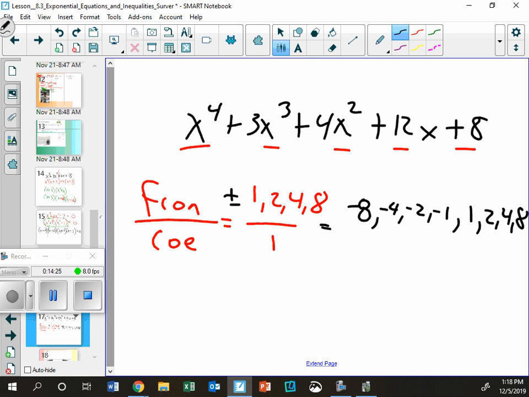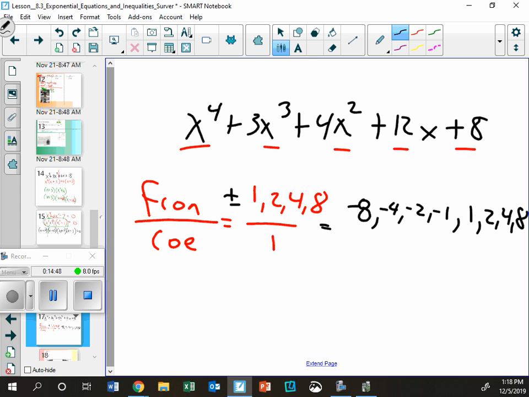But we have technology. And so I try to be a balance of some things you need to know without technology and some things you just realistically use it. Nobody in the real world would test all of these. They'd go like, where's my calculator? Okay, so grab your calculator, type it in, hit graph, and see where it crosses.